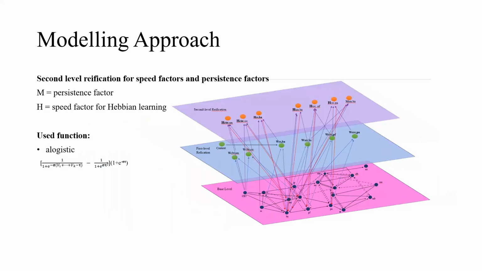And then the third level that I already mentioned, those are the speed factors for the Hebbian learning. They're represented with H's, and we use the alogistic function for this. We will not go through the role matrices because we have lots of different nodes and it will take up too much time. But if you're interested, you can always just ask us and we can send them to you.